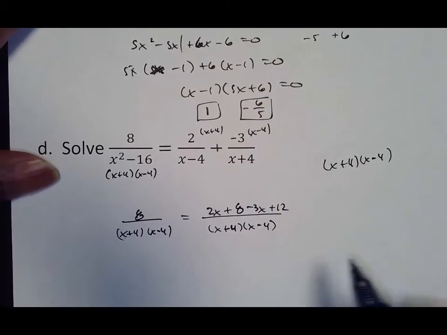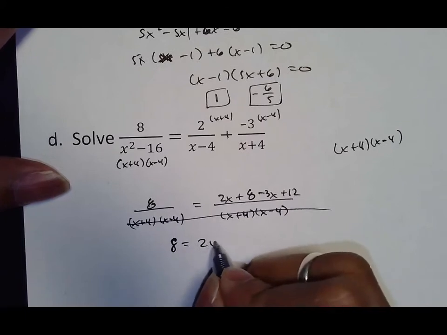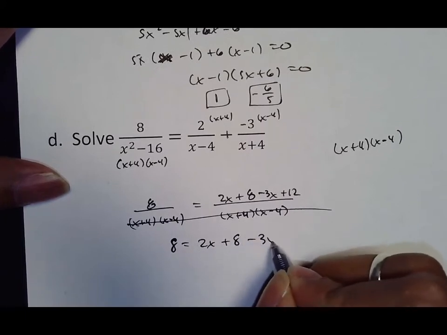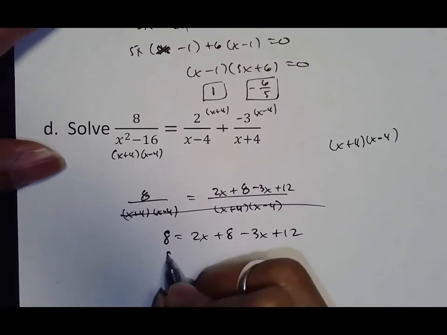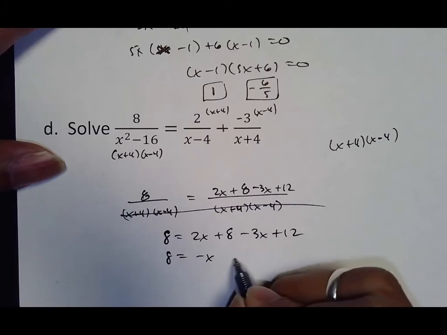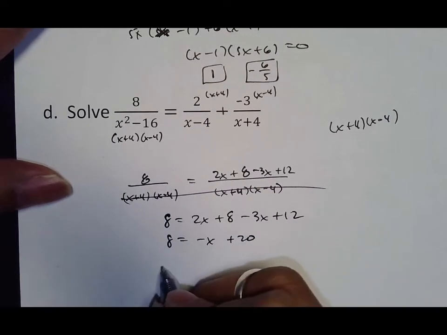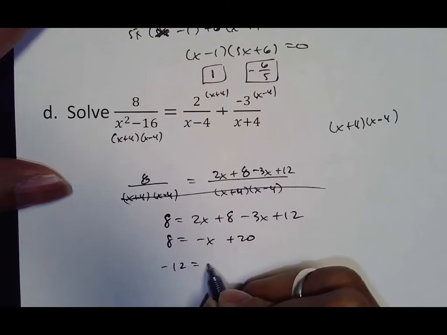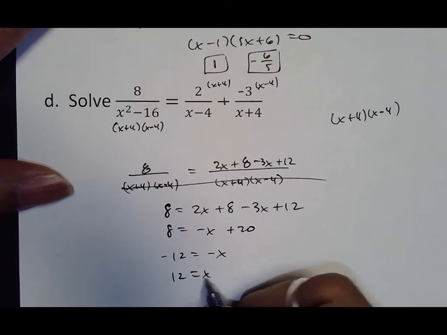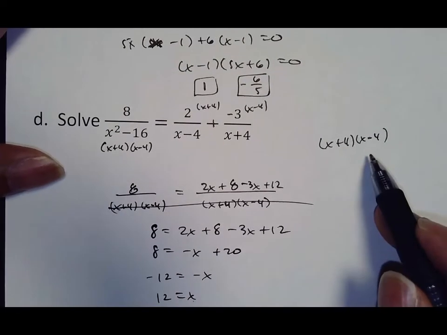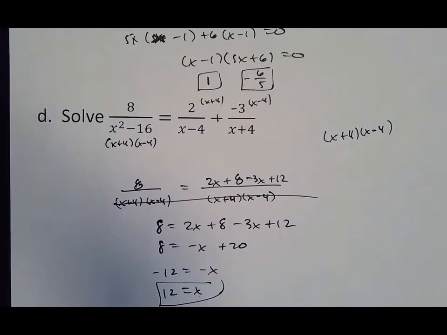Which means in the end, that's insignificant. 8 equals 2x plus 8 minus 3x plus 12. There we go. So 8 equals negative x plus 20, which means negative 12 equals negative x because I subtracted 20, and then 12 equals x. Again, check that answer with this to make sure it doesn't break it, and it does not, which means that 12 should be your answer.